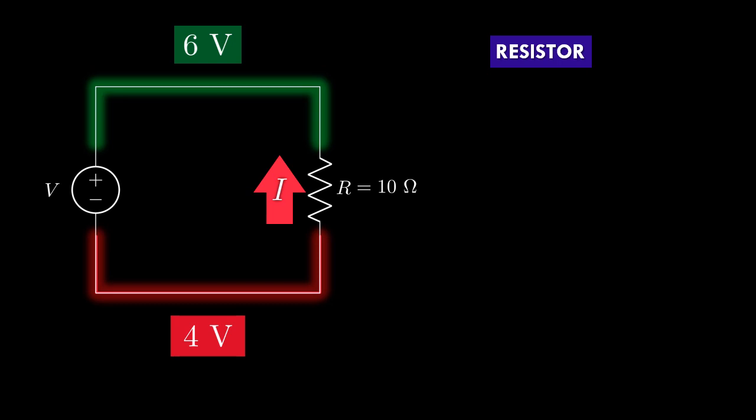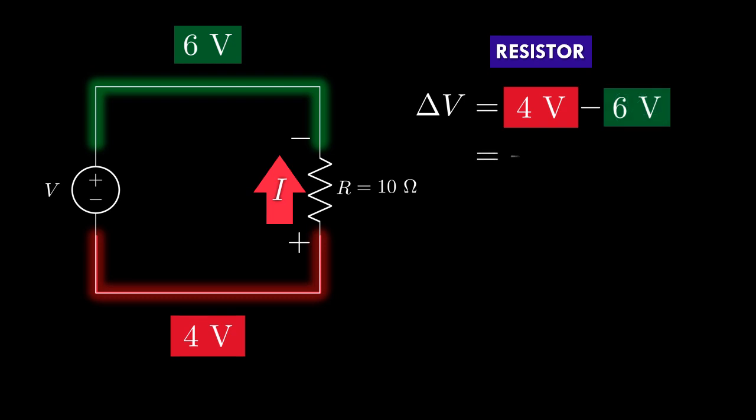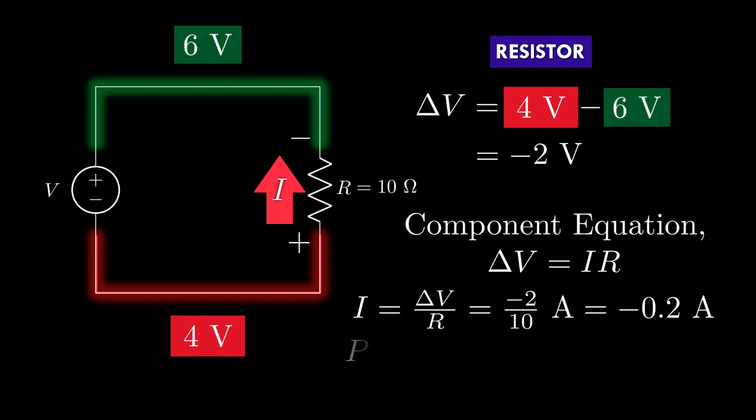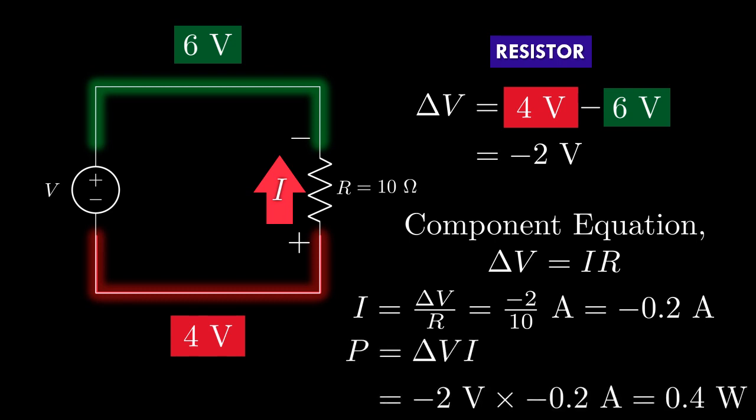Okay, so now the current is going from bottom to top. So according to passive sign convention, the bottom side is the positive terminal and the top side is the negative terminal. Let's do the same calculations. Using the definition of delta V, this time we will get 4 minus 6 equals minus 2 volts. Well, that's expected because we flipped the positive and negative signs. Let's use Ohm's law to figure out the current. We get negative 0.2 amperes of current this time. So what will be the power? Inserting the values, we get 0.4 watts of power.